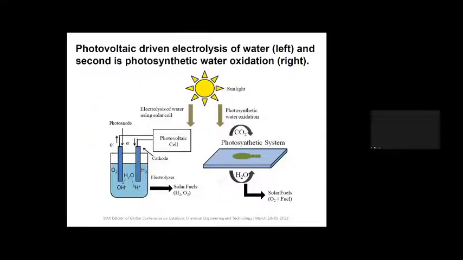So this is the main principle of the photoelectrochemical cell. In a photoelectrochemical cell, we have to give some voltage to split the water. That voltage comes from the photovoltaic cell. So we are using solar energy to split the water for generating oxygen and hydrogen. This oxygen can be released into the atmosphere, and hydrogen can be used for our applications.